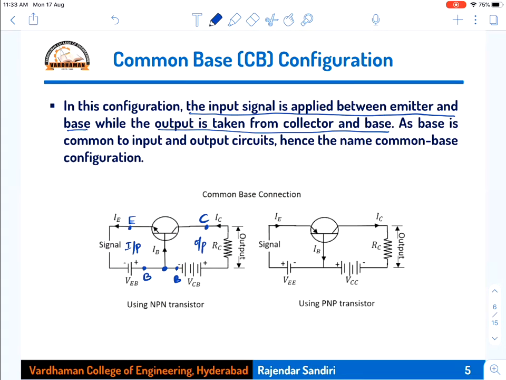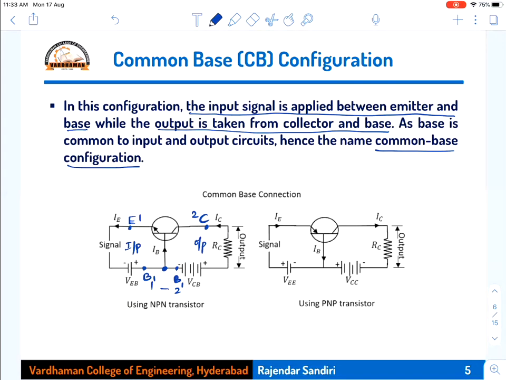It is almost like this is 1 dash, 2 dash. So 1 dash and 2 dash both are bases only. 1 is emitter, 2 is collector. 1 dash and 2 dash are base. So emitter to base is input, collector to base is output. Base is common for both input and output. Therefore the name is common base configuration. Base is 1 dash and 2 dash for both input and output. Therefore we take that as the common base configuration.